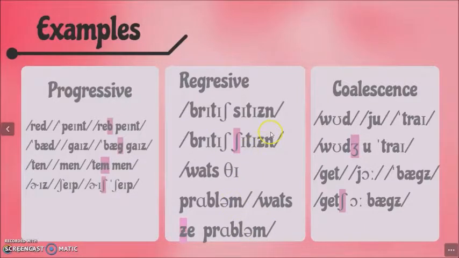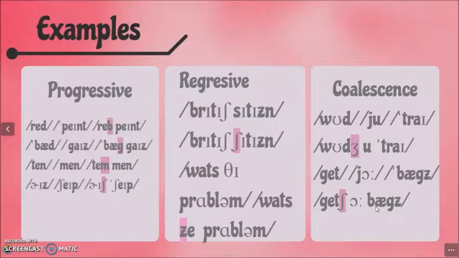Finally, we have coalescence. In coalescence, as you remember, both sounds, the previous and the following sounds, are changed. For example, we have in here would you try? When we mention this, we have the modification here. Good, here we have this new sound, and we delete this sound here. Would you try? On the other hand, we have get your bags. When we mention everything together, we are going to mention get your bags. These are some of the examples.